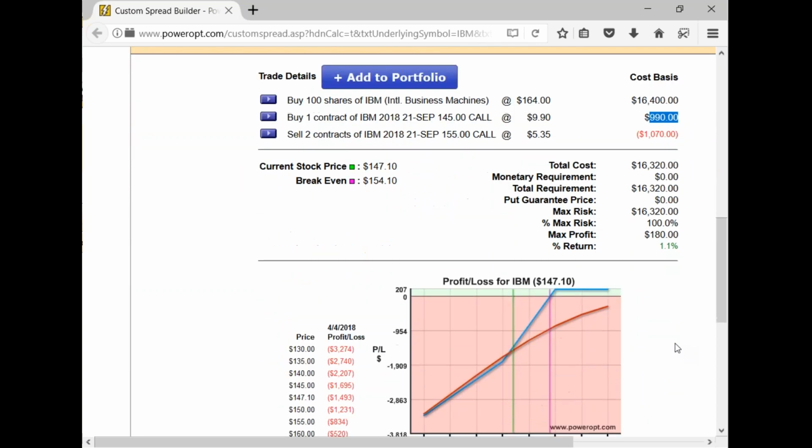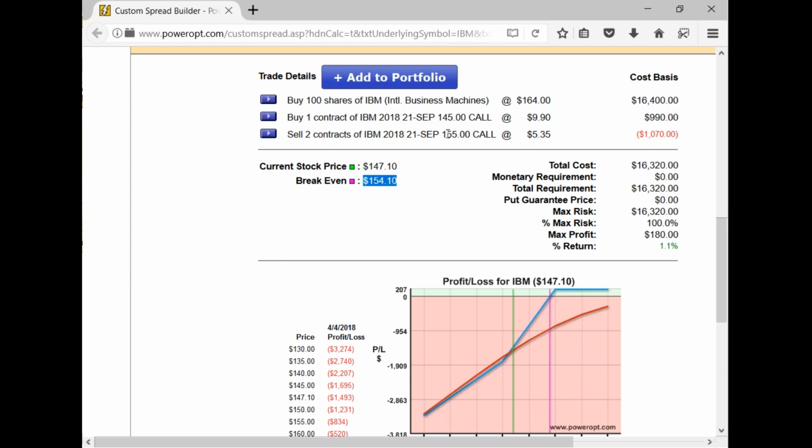It's not huge, but we see here the new break even is 154.10. I don't need the stock to go up to 164 now. I can break even at 154.10 at September expiration. 11 months away. Still about the same as selling at the money covered calls month by month by month, or trying to roll them on the position.